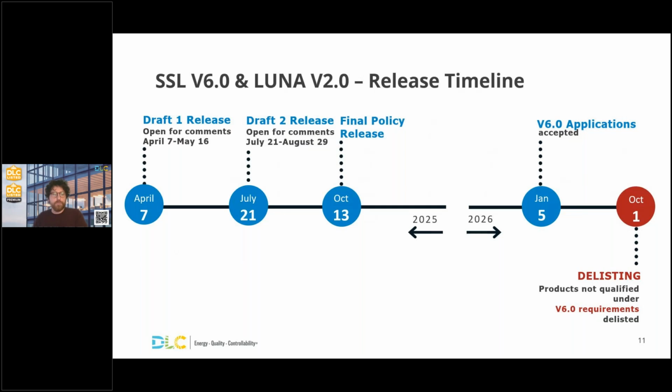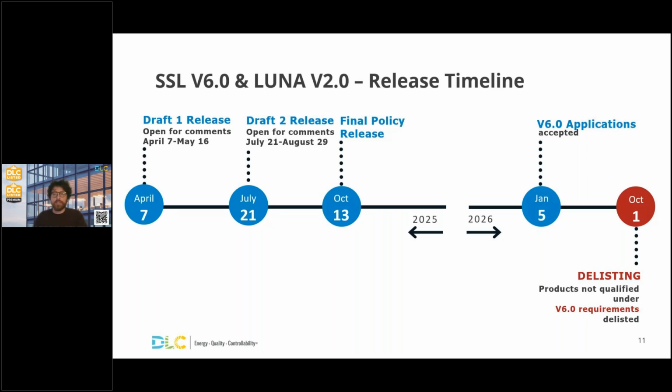So let's take a minute to review the draft release timeline first. Over on the left, you can see we're a couple of weeks into the 6-week Draft 1 comment period, which started on April 7th when the draft was released. After the comment period closes, we'll incorporate that feedback and release Draft 2 on July 21st, which will be followed by another 6-week comment period.